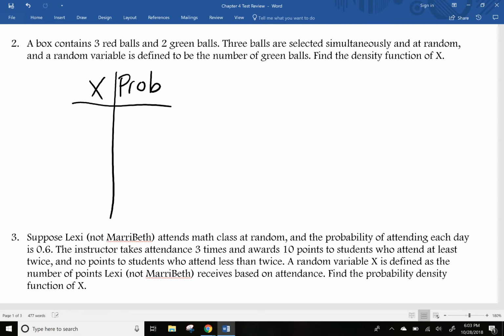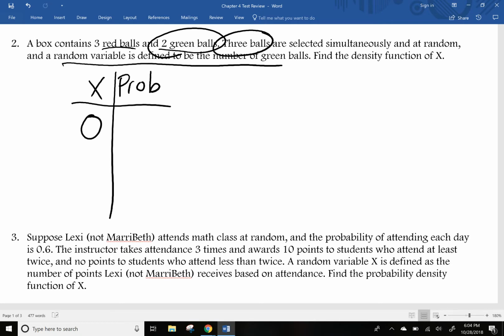So our random variable is defined as the number of green balls. Now remember, you're choosing 3. There are 2 green balls. There are 3 red. So it's possible that you choose 3 balls and none of them are green, right? They could all be 3 red and 0 green. So you could have 0 green you pick.